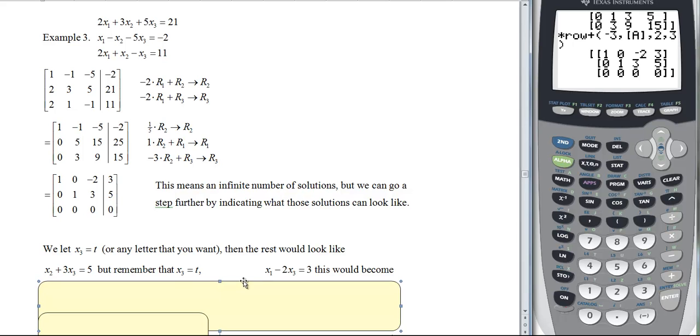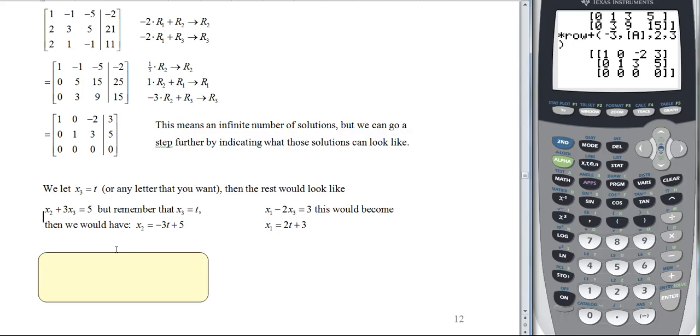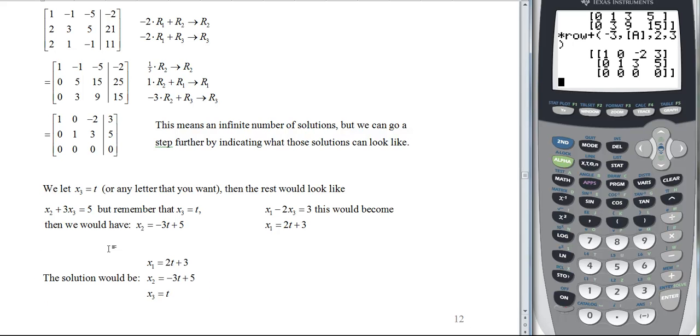But then, if we let x sub 3 equal t, like we did a few minutes ago, these things change to this. Put a t here and solve for x sub 2. Then you would end up with x sub 2 equals negative 3t plus 5. X sub 1 would equal, once you add this to the other side, 2t plus 3. And then we could write it like this. X sub 1 equals 2t plus 3. X sub 2 equals negative 3t plus 5. X sub 3 equals t, or whatever letter you want.